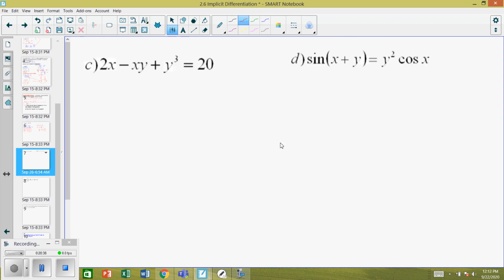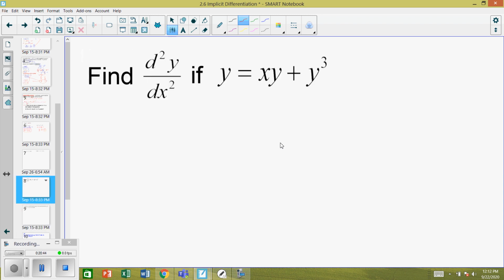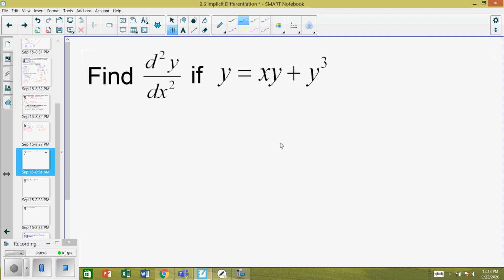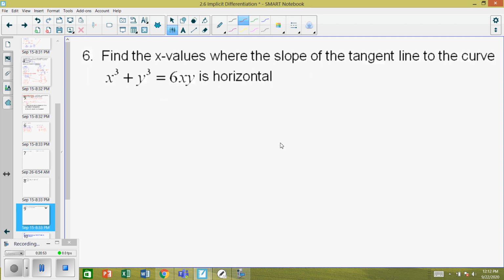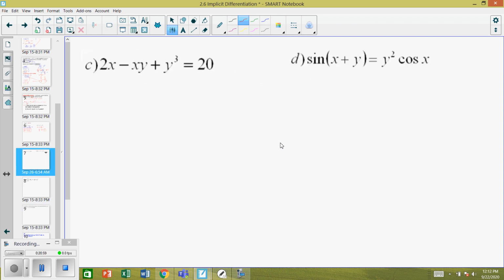Let's do a couple more. I'm at 20 minutes. I won't end at 30 minutes, but yeah, we'll do these two later. You're welcome to try both of these. You're welcome to try the second derivative and the slope where it's horizontal, but we have to do a little bit extra for each of those, but you're welcome to try them.